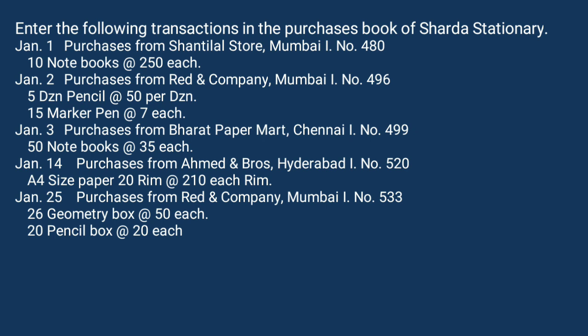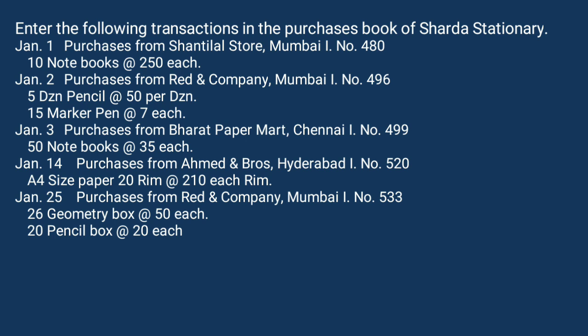January 3, purchased from Bharat Paper Mart, Chennai. Invoice number 490, and 50 notebooks at the rate of 35 each. So 35 multiplied by 50 you can do. The next, 14th January, purchased from Ahmed and Brothers, Hyderabad, and the invoice number is 520. A4 size paper, 20 reams at the rate of 210 each ream. So 210 multiplied by 20 is equal to 4200. Then on January 25 we have purchased from Red and Company, Mumbai. Invoice number 533.